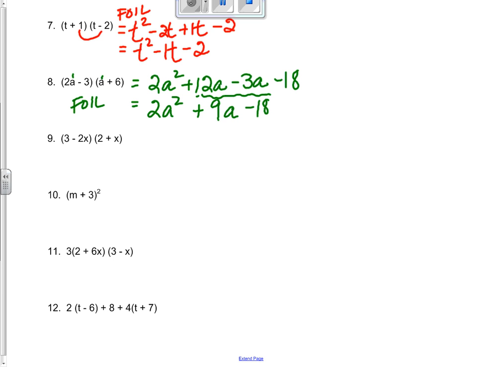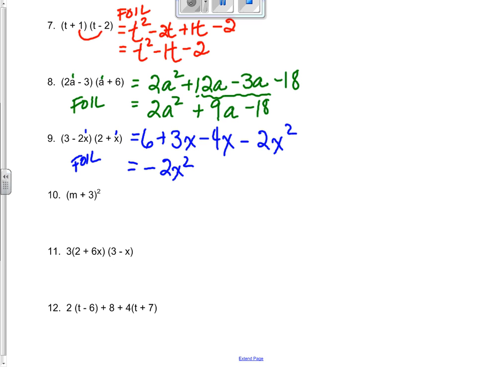The next one looks different, but it's still a FOIL problem. First would be 3 times 2, outside 3x, inside minus 4x, and last minus 2x squared, because an x to the 1 times an x to the 1 is x squared. It's backwards. We normally would write highest degree to lowest degree, so I'm going to do my x squareds first. My x's in the middle, I have 3 of them and negative 4 of them. I have negative 1x, and my numbers last.